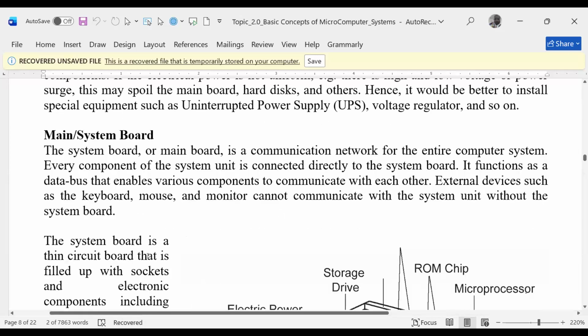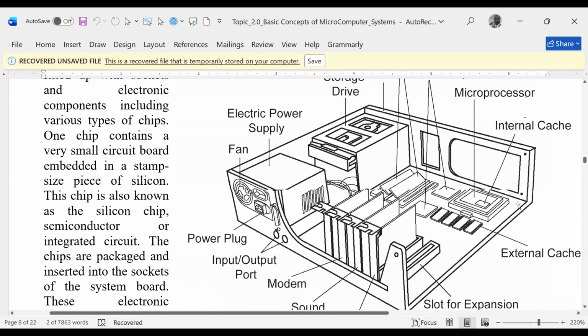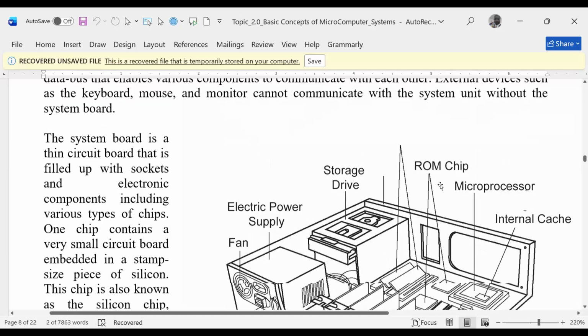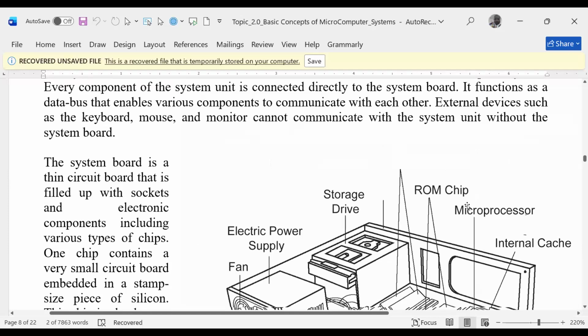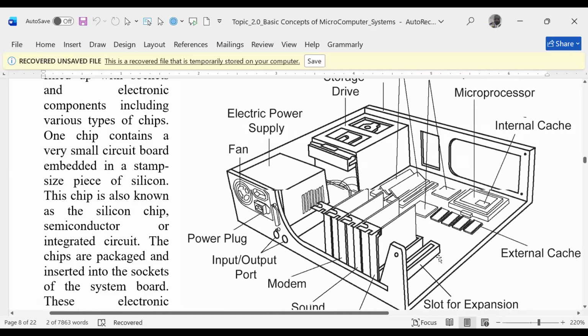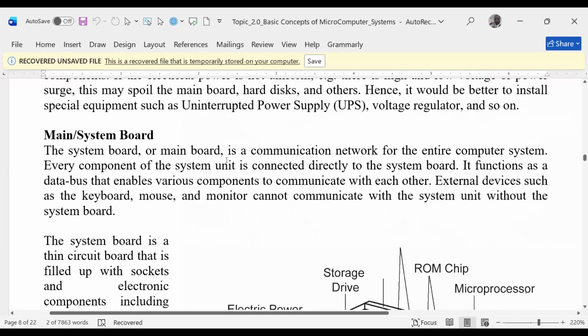Another component is called the main board, the motherboard, from here to the end here, where all the other components are seated. You can see all these components are seated on the main board. At the back of the main board is where we have the bus, the lanes. Here you can see the RAM chip and the processor, all on top of the motherboard. The motherboard is the communication network for the entire computer system.